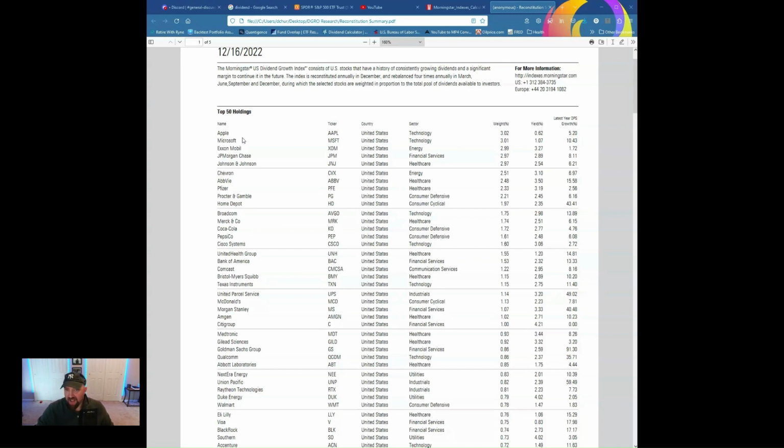So you can see when you look at the holdings, it makes sense, right? You've got the big guys: Apple, Microsoft, Exxon, JP Morgan, Johnson & Johnson, Chevron. These are the big dividend payers. Large companies have a lot of shares, so they have a lot of physical dollars going out the door, so they're weighted higher in this fund. The 3% rule, though, keeps those larger companies from being too high of a percentage of the total balance of this portfolio.